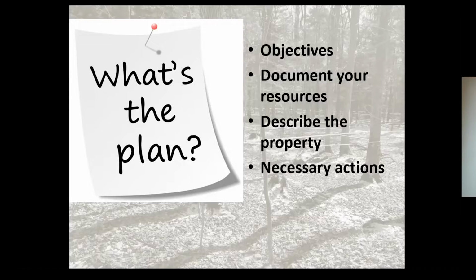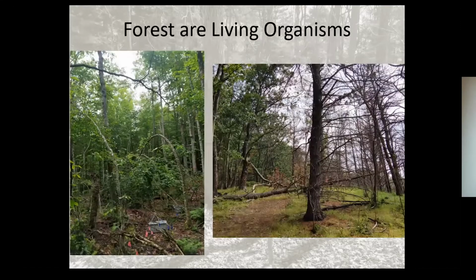Document the resources that you have. What advantages are there within your forest, as far as the grades and the number of trees? Then describe that property: what's the slope like, the drainage? And what are some necessary actions that you need to take in order to resolve some shortcomings, or to be able to have that as a manageable forest? We'll talk about some of those components.